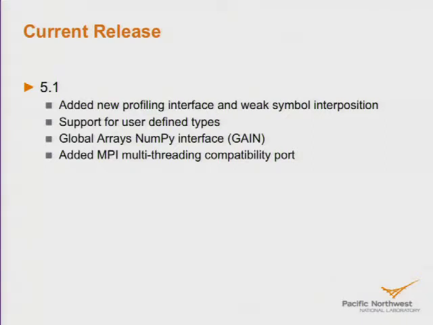So the current release is 5.1. We're hopefully going to get a patch out in the next week or two. This has a new profiling interface and some weak symbol interposition that allow us to do more profiling. It has support for user-defined data types. So if you want to define your own data type, create a global array with your own defined type in it, you can do that now. We have an interface to global arrays implementation of some of the NumPy functions, and we've added the MPI multi-threading compatibility port.